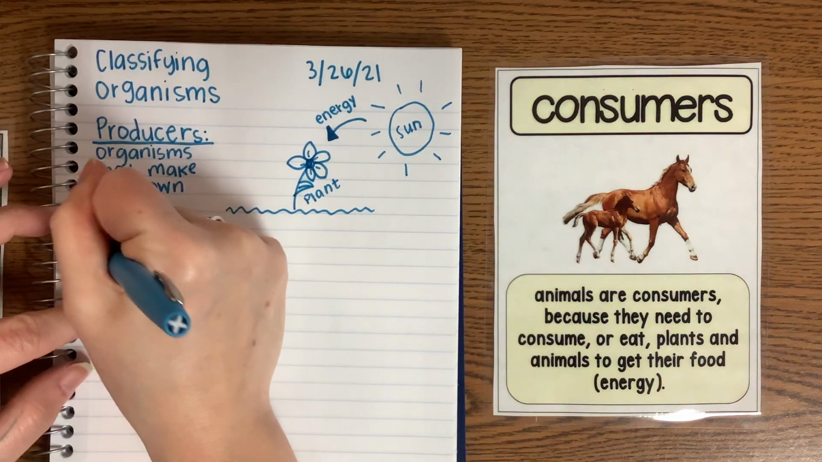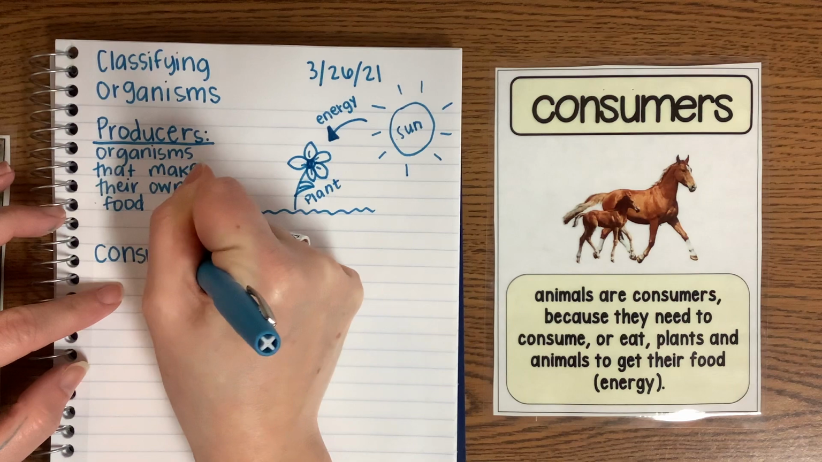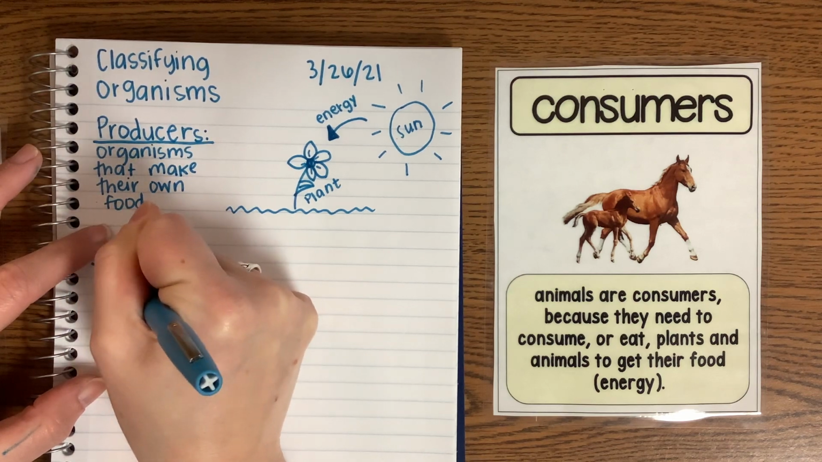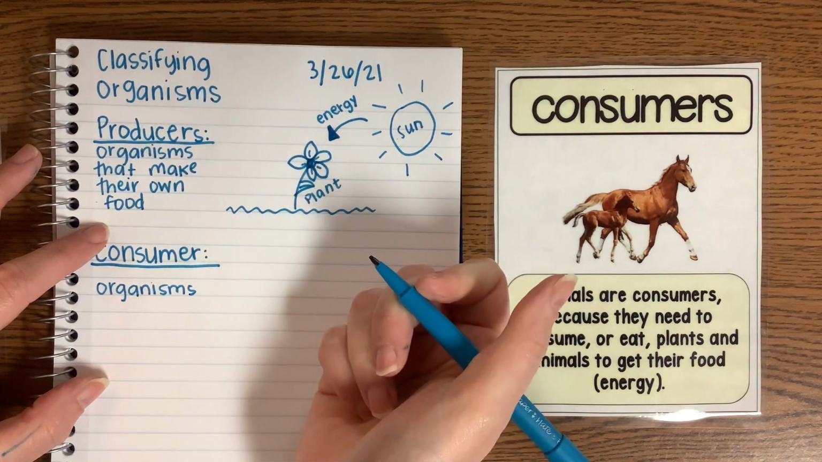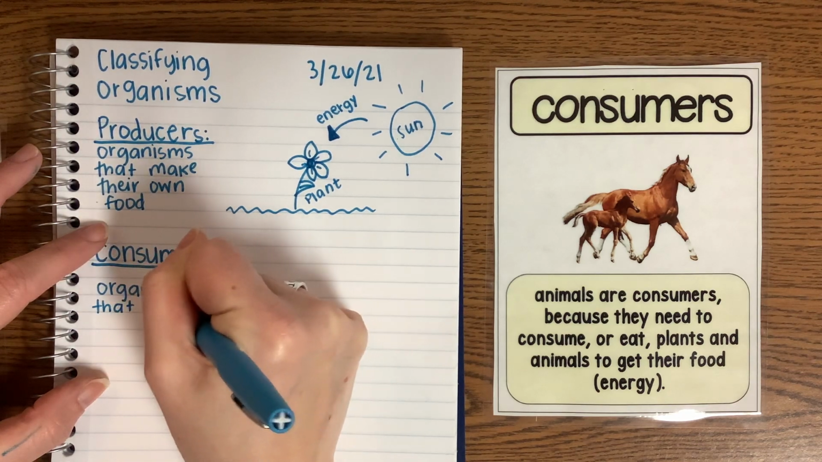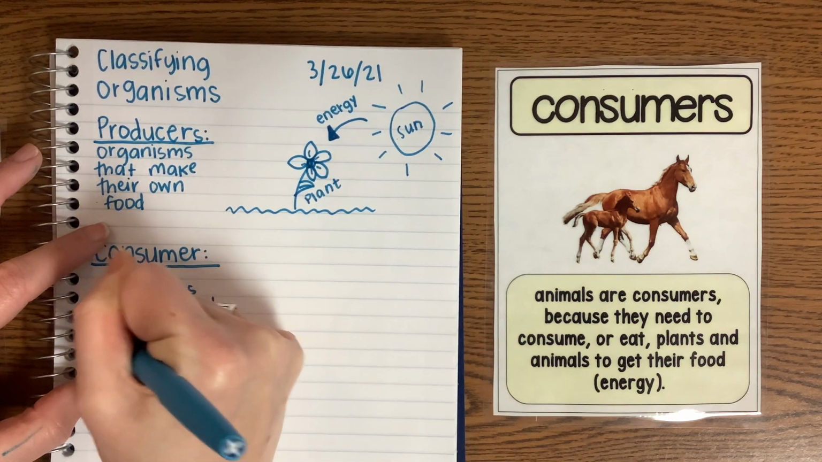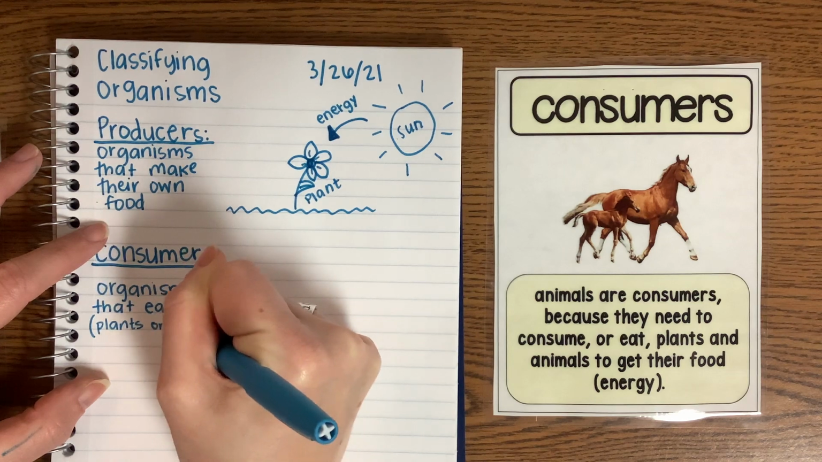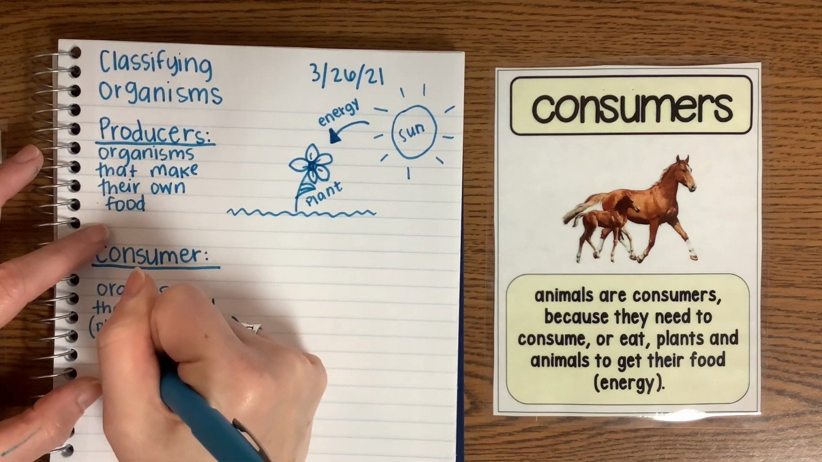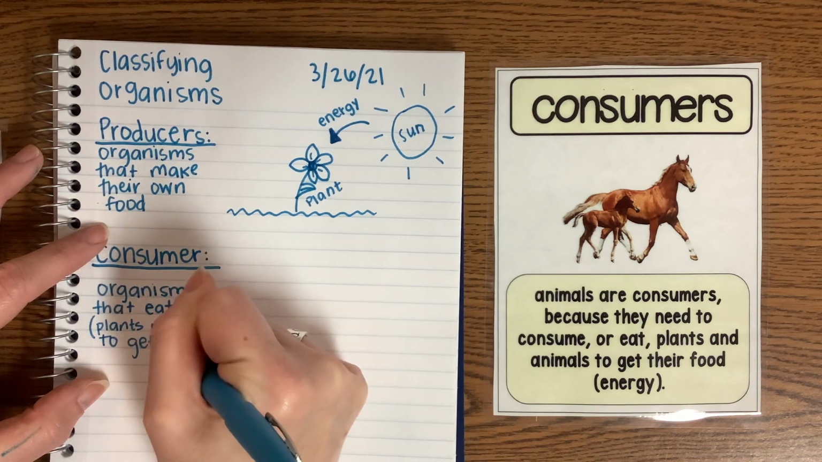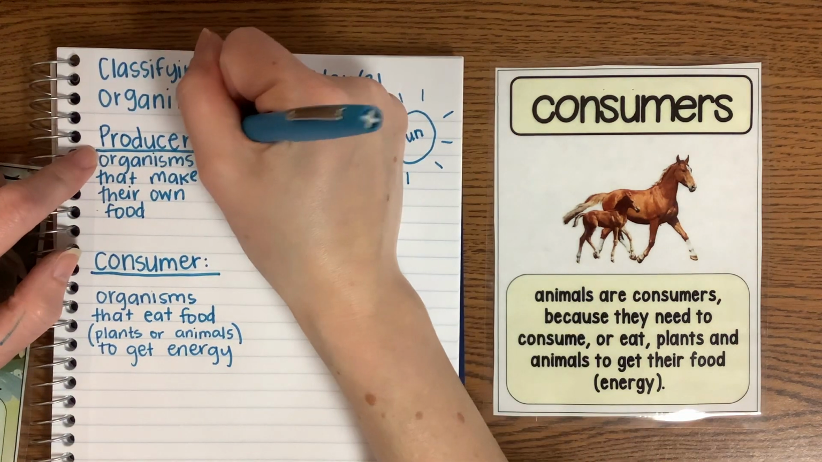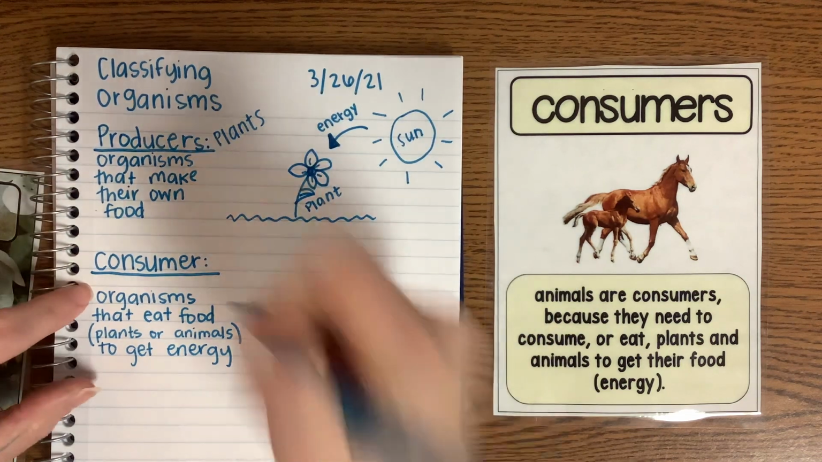So consume, a consumer eats food to get energy. So we're going to write consumer. We're going to write organisms that eat food. Then I'm going to write plants or animals. Organisms that eat food to get energy. Now, producers are only plants. You can even write plants. Consumers are only animals.